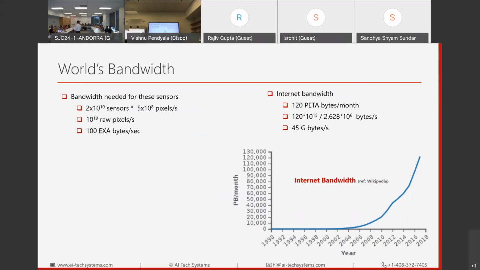That's our internet. And if you see that all these sensors that are capturing these pixels, if they were to transmit somewhere on the internet, it would take 100 exabytes. And exabytes is about 10 to the power 18. So you see 45 gigabytes to 100 exabytes. We are orders of magnitude away. It's 10 to the power 10.